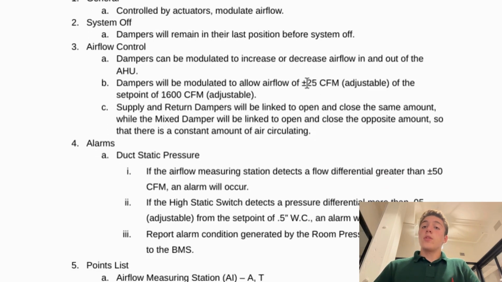So the supply and return dampers will be linked to open and close the same amount, while the mixed damper will be linked to open and close the opposite amount so that there's a constant amount of air circulating. What this means is if the supply and return are open 75%, then the mixed damper will be open at 25% so that there's 100% air circulating at all times.